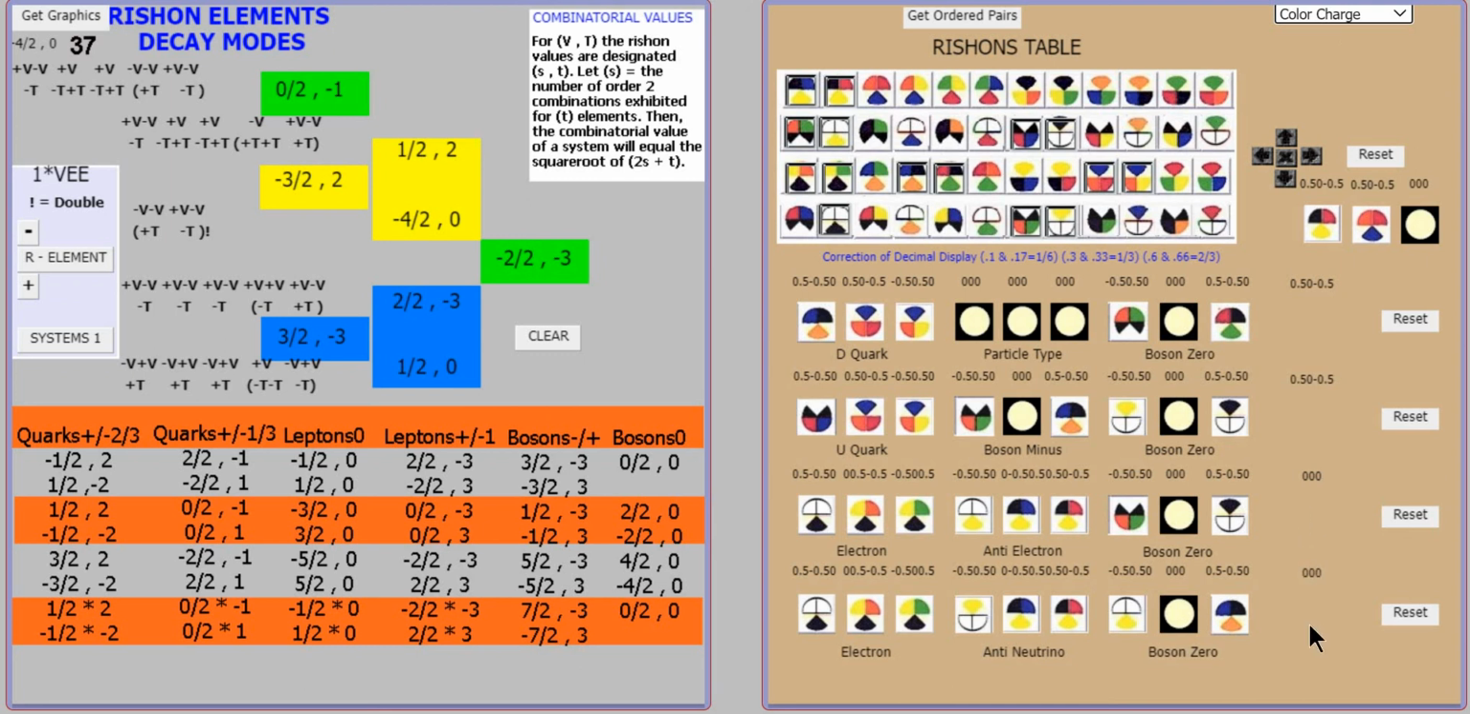And so we can see that the quanta are consistent with the quanta that are indicated by the standard model.